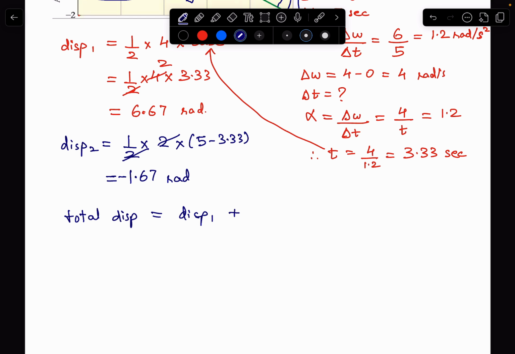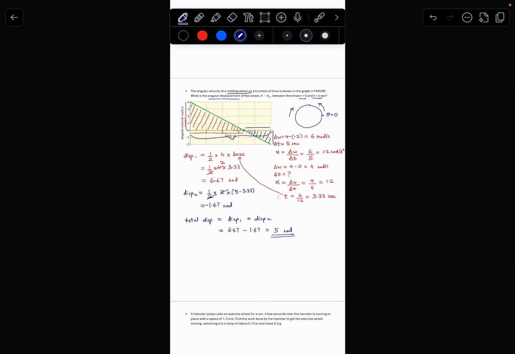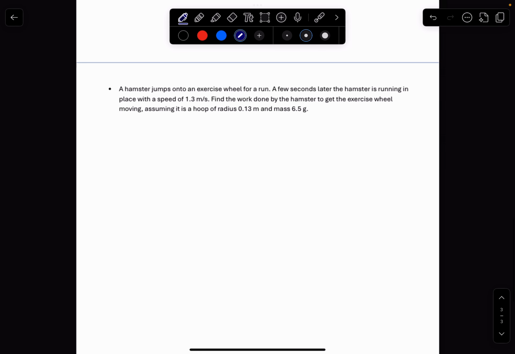So the total angular displacement between time 0 and 5 seconds is displacement 1 plus displacement 2. Displacement 1 is 6.67. Displacement 2 is negative 1.67. So 6.67 minus 1.67. It's 5 radians. Moving on to the next question.